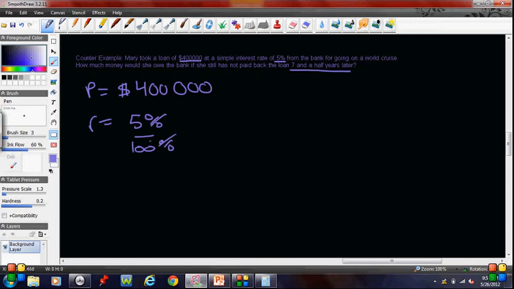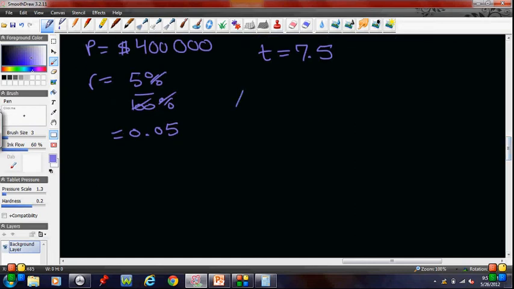Cross is equal to 0.05. And lastly, our time. Our time we know is 7.5 years later. Okay, so now let's write down our equation. We have A is equal to P plus PRT.